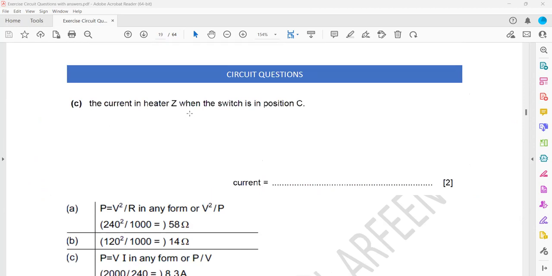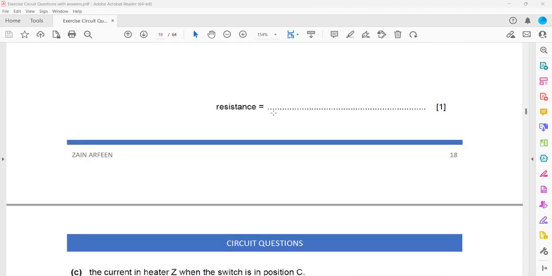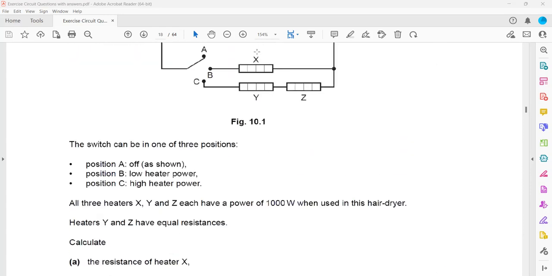Then the current in heater Z when the switch is in position C. We already did that because we calculated the current in Y. The current in Y will be the same as the current in Z. Why? Because they are in series. The current in Y we calculated was 8.33 amperes, so the current in Z will also be 8.33 amperes. When two components are connected in series, they receive the same flow of charge.